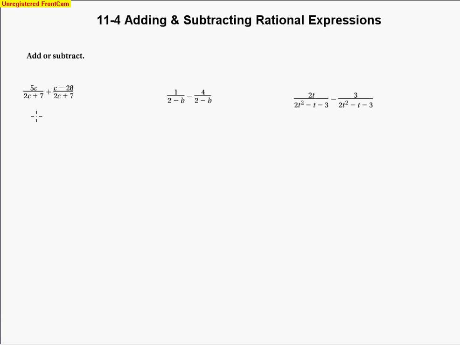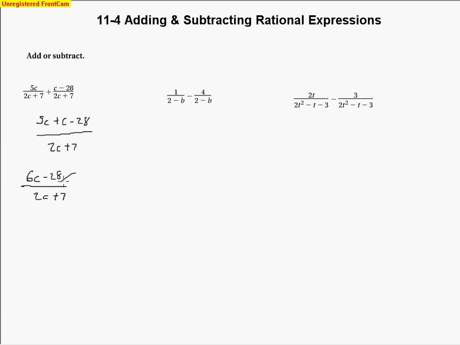So all we have to do is add the numerators together. You're just collecting like terms, so I'm going to rewrite this as 5c plus c minus 28, all over that same denominator of 2c plus 7. Well, I can collect the two c terms here, and that leaves me with 6c minus 28, and down below I'll have this 2c plus 7.